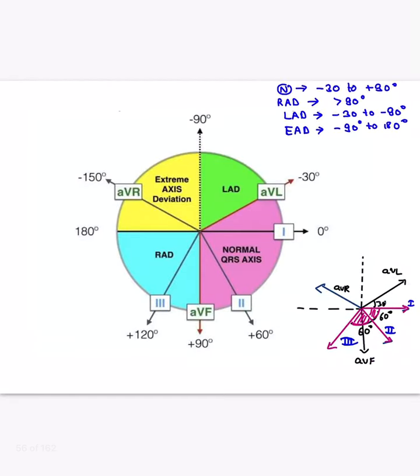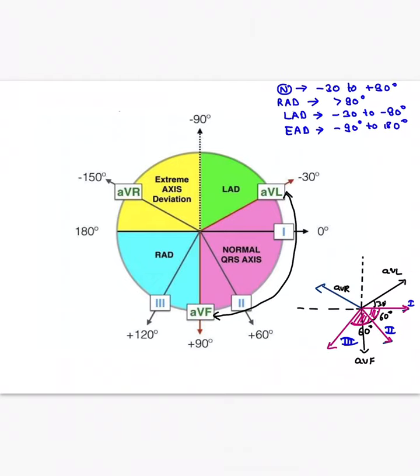Now, what is important? Now coming on to how to find the axis. This is the thing that is very confusing. We have already talked about the leads. You have V1, V2, V3. I have drawn a simplified V1, V2, V3, and you have aVR, aVL, and aVF. So what is the normal axis? Minus 30 to plus 90 is the normal axis.